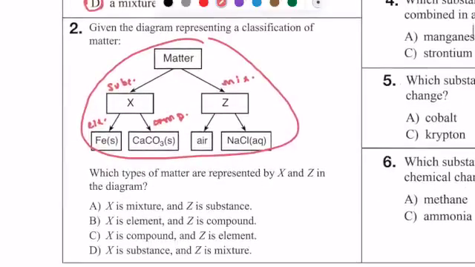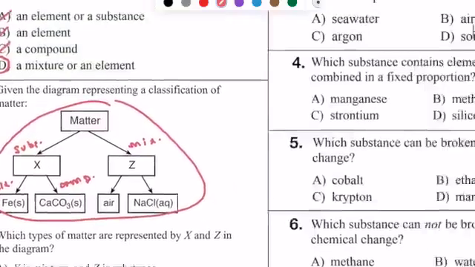And then in the next one, it says which answer is correct for X and Y, X and Z. So as we just said, X is a substance, and a substance can either be an element or a compound. And then Z is going to be a mixture. So the correct answer here will be D.